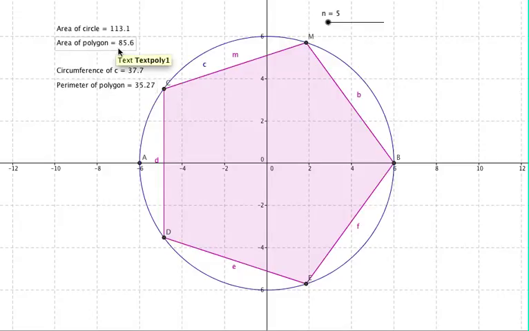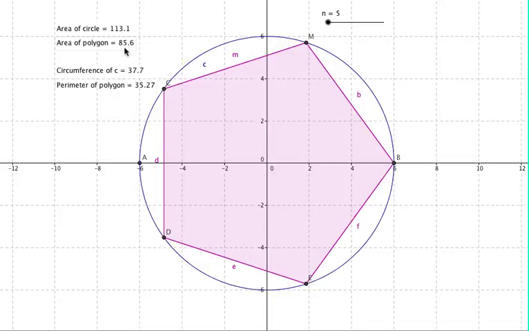Now, have a think about this. As I start dragging n all the way up here, what's going to happen with the area? Is it going to get as big as 113? Is it going to get bigger than 113? Is the circumference going to keep getting bigger? Sorry, the perimeter of this thing, is it going to keep getting bigger and bigger? Is it going to get bigger than 37.7, or is it going to stay below? Now let's have an exploration.